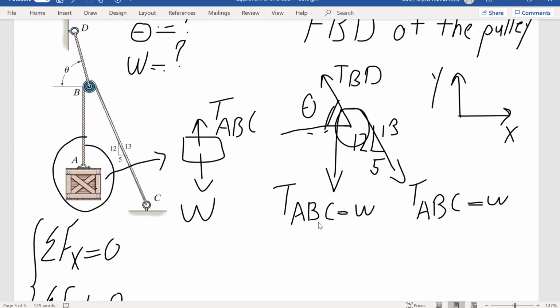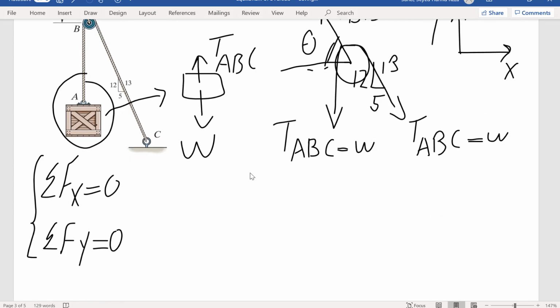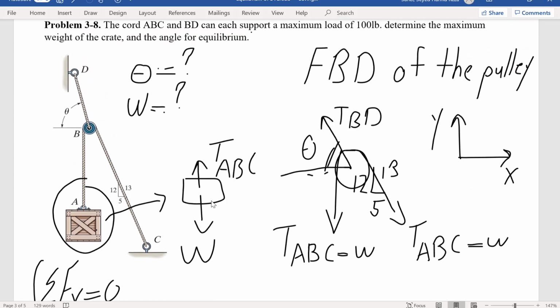If we look at the problem, we see we have three unknowns. TABC, or W, that's one unknown. TBD, that's another unknown. And then theta, that would be our third unknown. And we only have two equations. So we need more information to be able to solve the problem.